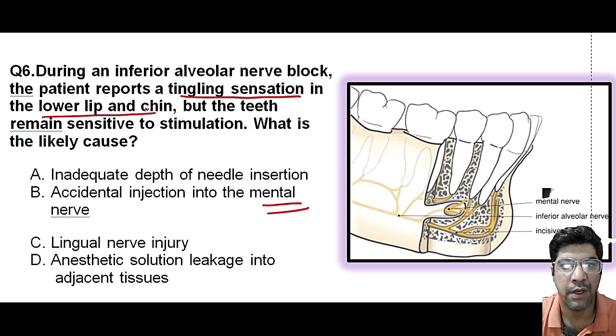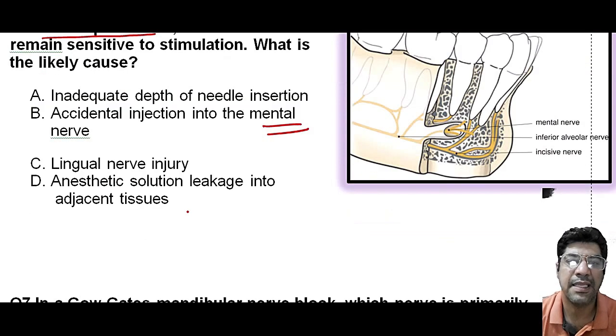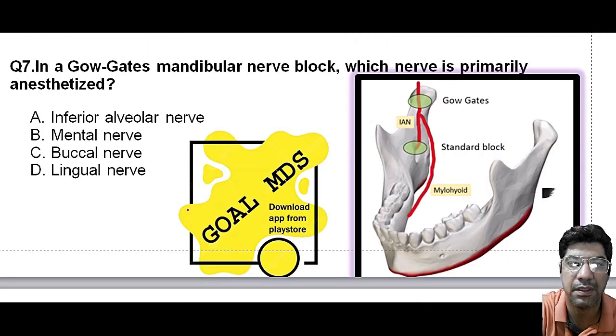During an inferior alveolar nerve block, the goal is to anesthetize the inferior alveolar nerve. So, if the needle anesthetizes the mental nerve, a branch of the inferior alveolar nerve that is responsible for innervating the lower lip and chin, it can lead to numbness or tingling sensation in those areas, while the teeth may remain sensitive.